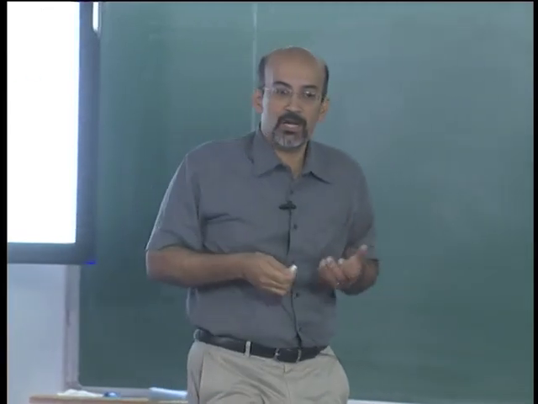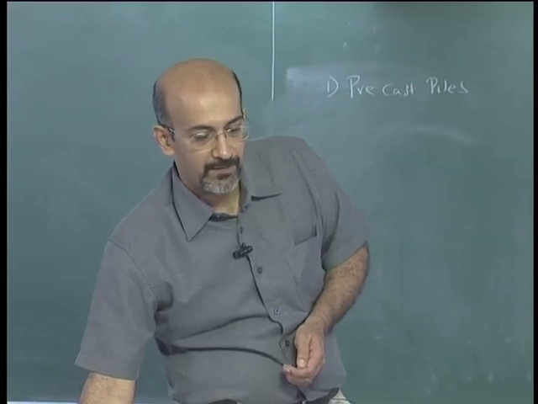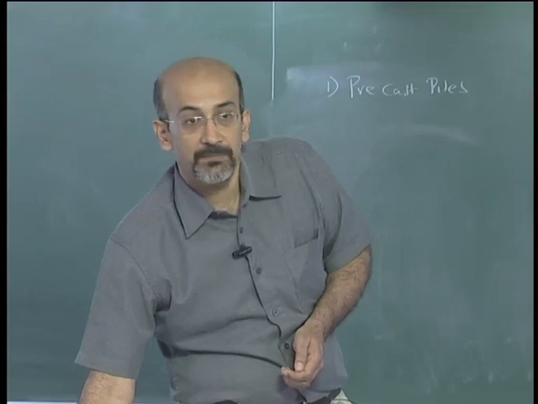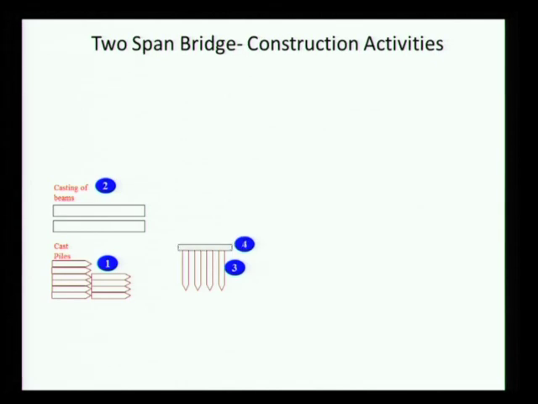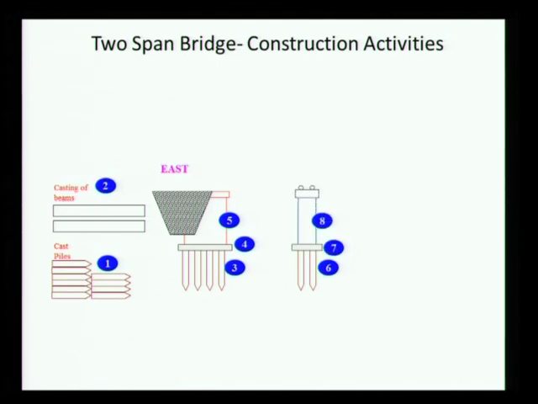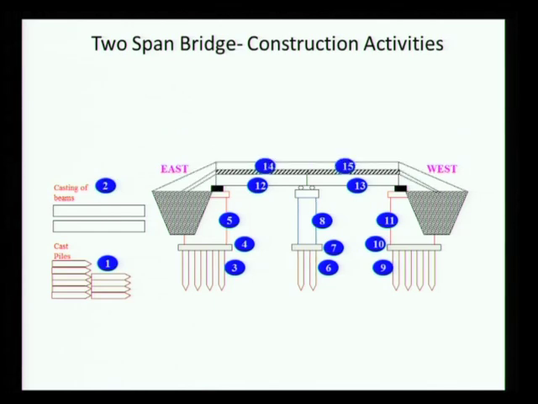If you look at the bridge, you have casting of piles, casting of beams. Then what do you think this is? Driving the piles. The pile cap, abutment east. The middle pile cap, the pier. West piles, pile cap, abutment. Place my beam here, place the next beam, deck. And then the road. So this is a sequence.